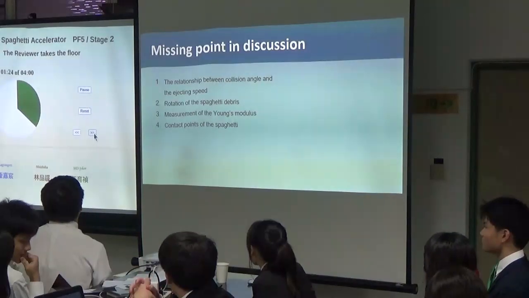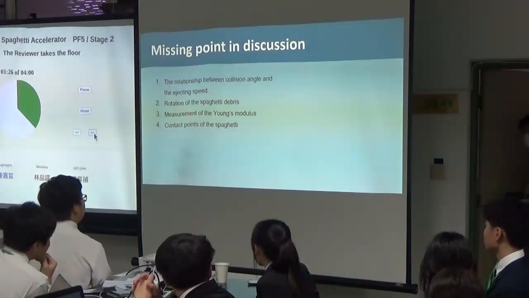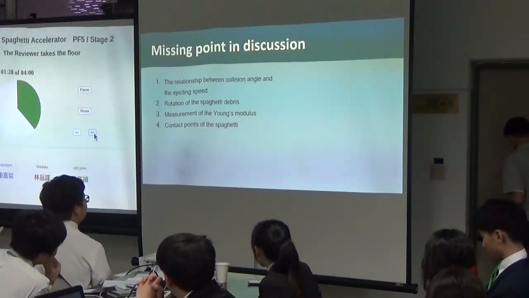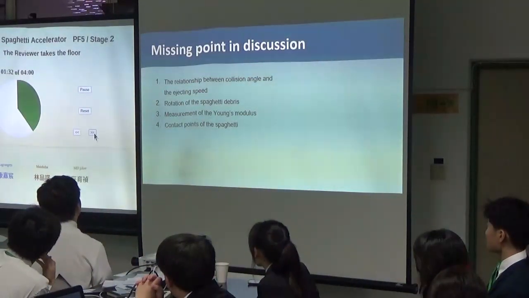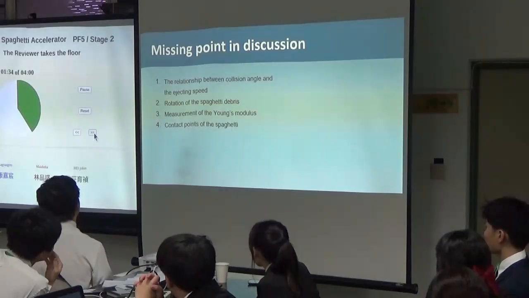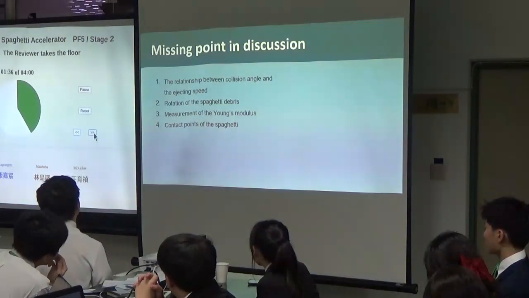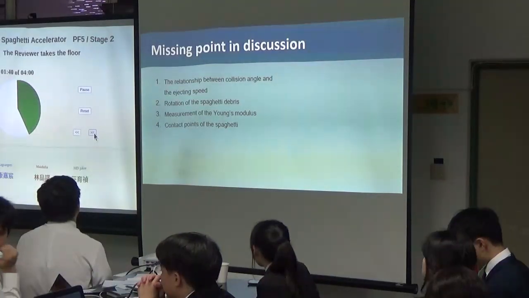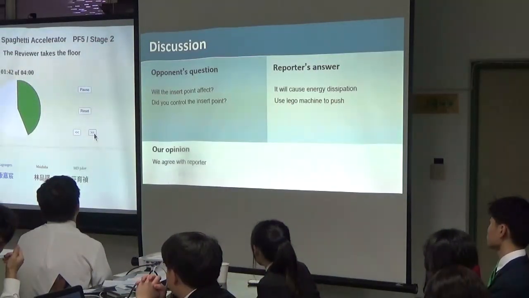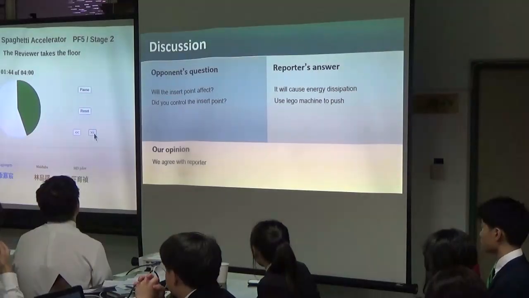Here are the missing points in the discussion. The first one is the relationship between collision angle and the ejecting speed. The second one is the rotation of the spaghetti degrees. The third one is measurement of the Young's modulus. And the fourth one is the contact points of the spaghetti. And here's the discussion part.